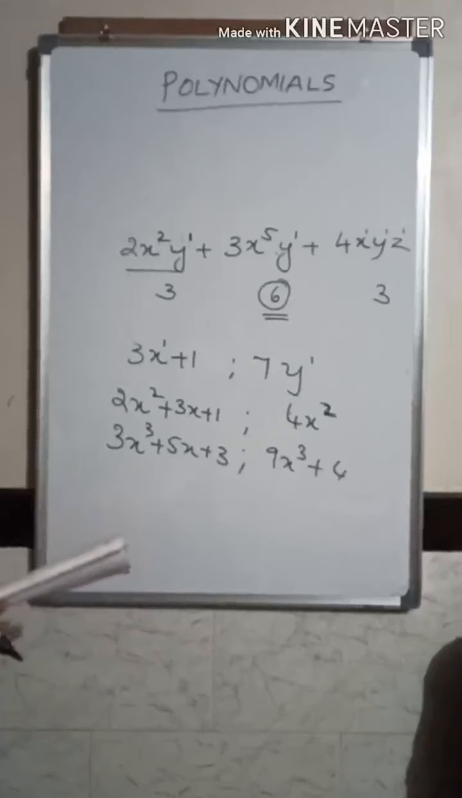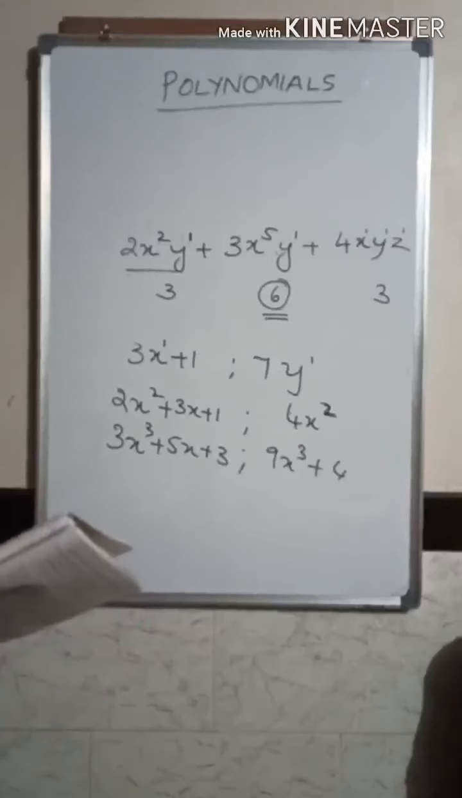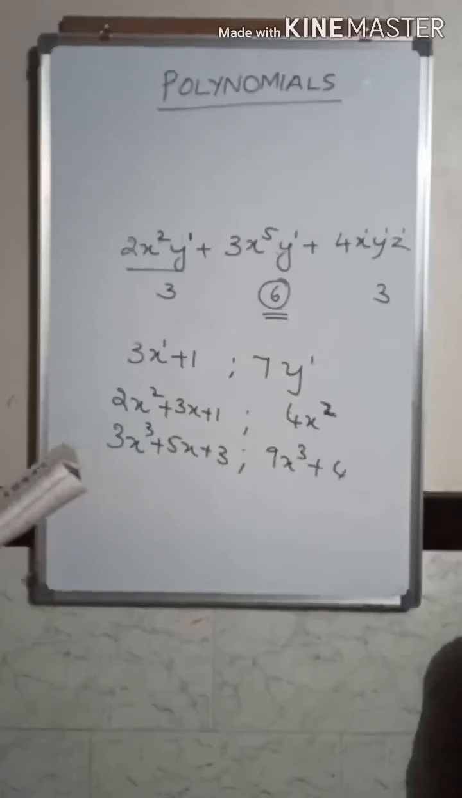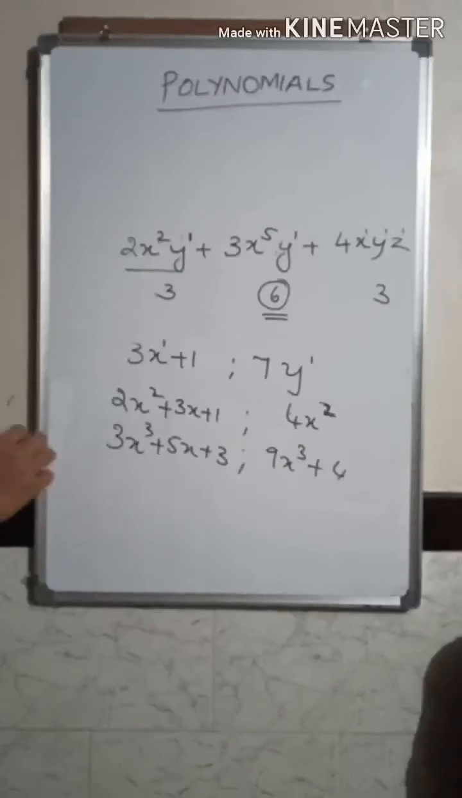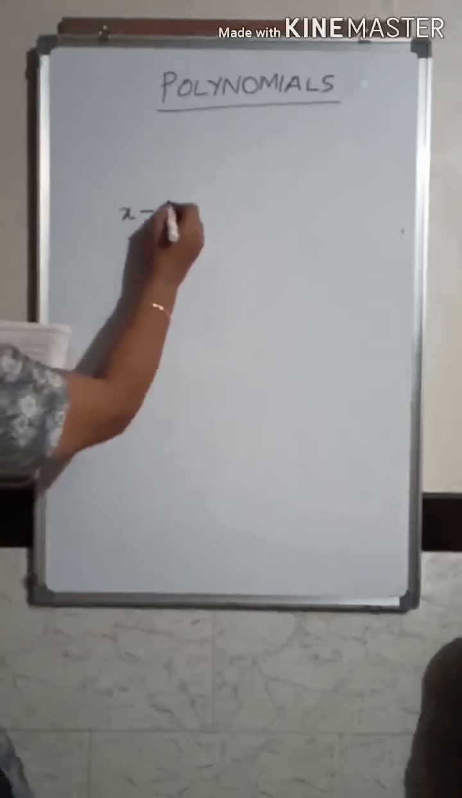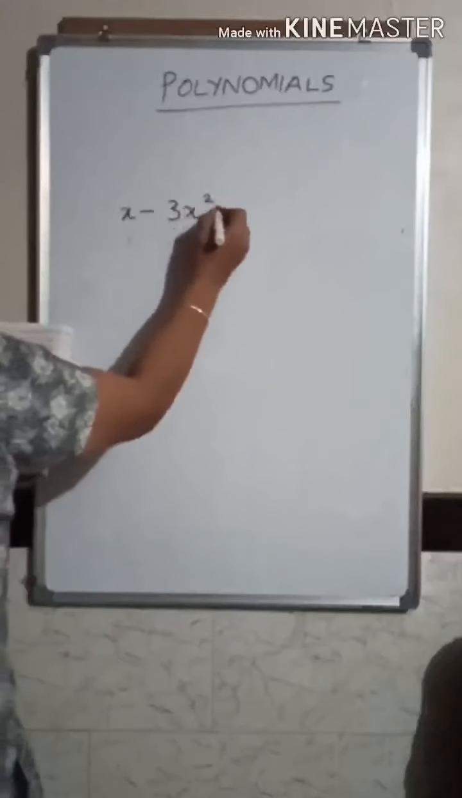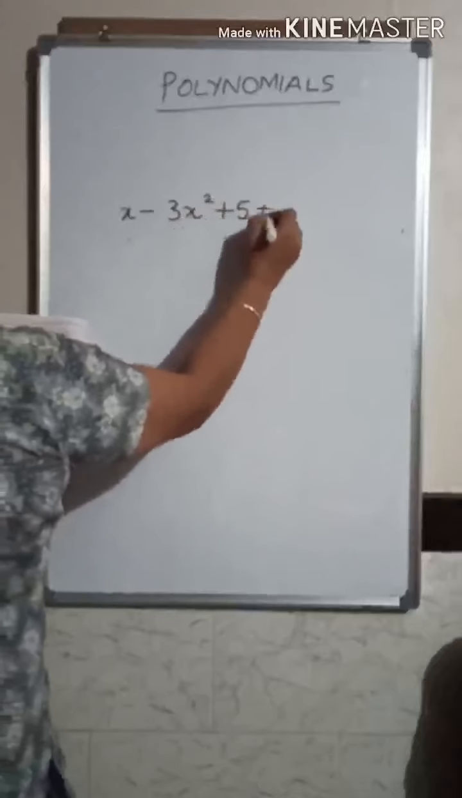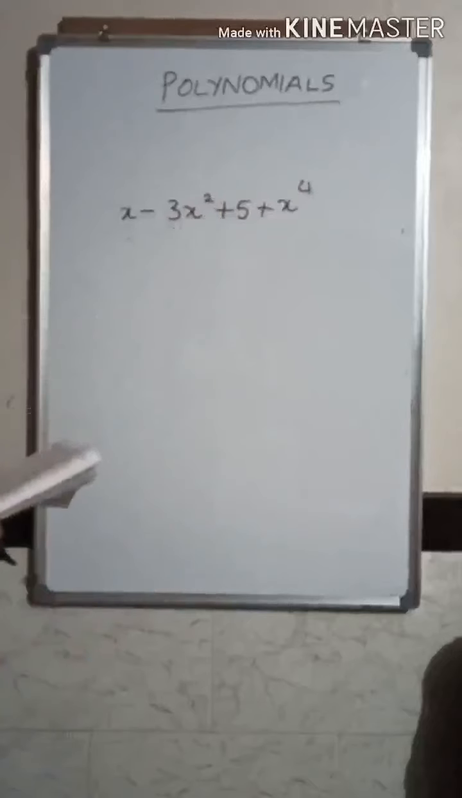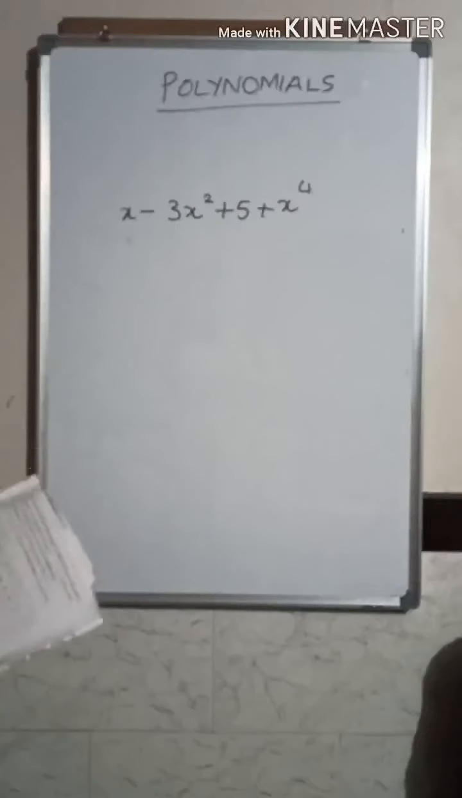Now there are different ways of writing the polynomial. That is the standard form, then you have got the index form, and then you have got the coefficient form. So let us take an example and see how to write the polynomial in the standard form, index form and then the coefficient form. Now this is a polynomial where the highest power is 4.